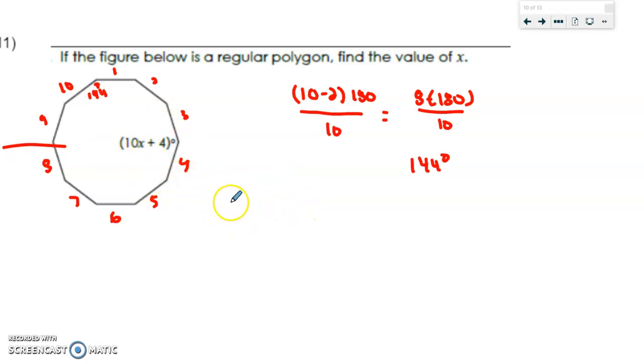To figure out what x is, we're just going to take 144 and set it equal to 10x plus 4. When I solve for x, you get 10x equal to 140, and you get x to be 14. Okay? All right, so that's working with regular polygons. The next video is going to help us deal with exterior angles in any shape.